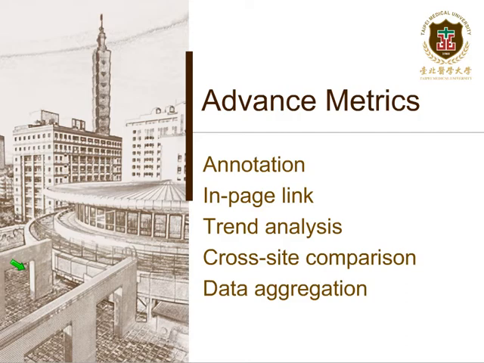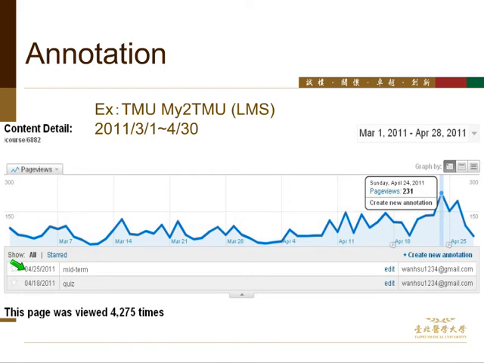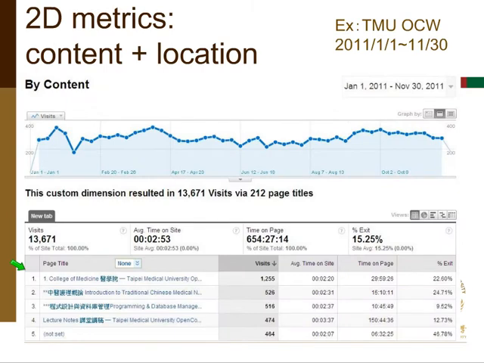All right, and then there are some advanced metrics I can show you. Okay, first, annotation. This site is for our LMS, our e-learning platform. We have found that there's a peak here. This is the visitor flow for one course. So we found there's a peak here, and when we checked our annotation, I know that's the day before their midterm. So everybody studies hard before the midterm.